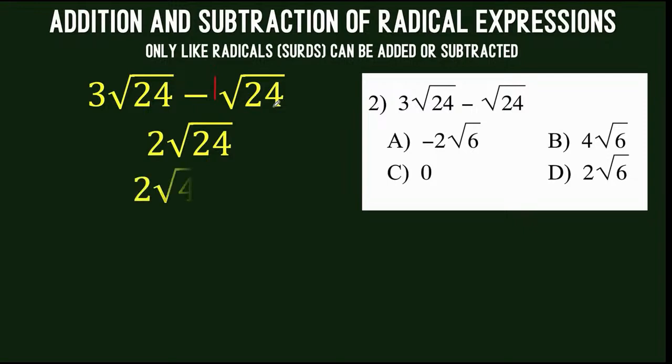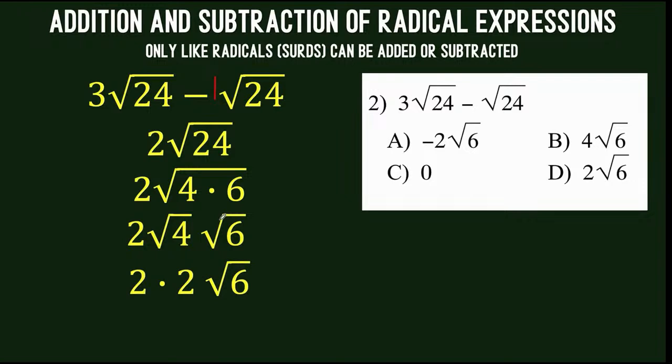And then we perform further simplification because 24 is 4 times 6. Then apply the product property to separate the radicals. And the square root of 4 is equal to 2. So finally we have 4 square root of 6 as our answer. This square root of 4 becomes this 2, and 2 times 2 is 4. So the answer is letter B.